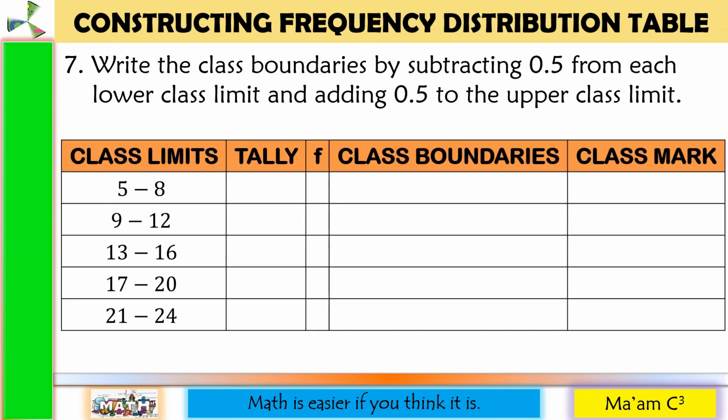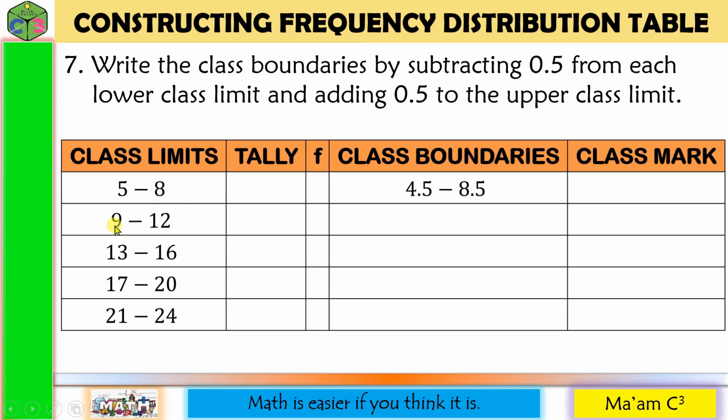Again, here is our table. We now have the lower class limits and upper class limits. Next one is the class boundaries. For the lower class boundaries, all we have to do is to subtract 0.5 in our lower class limit. So 5 minus 0.5 is 4.5. For the upper class boundary, we simply have to add 0.5 in our upper class limit. So 8 plus 0.5 is 8.5.